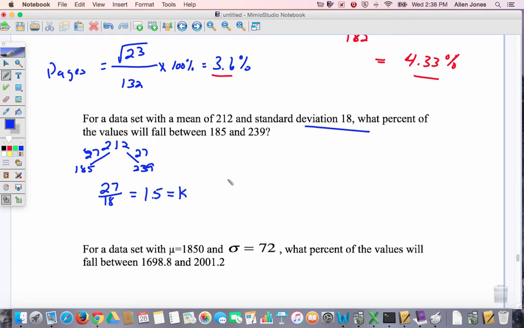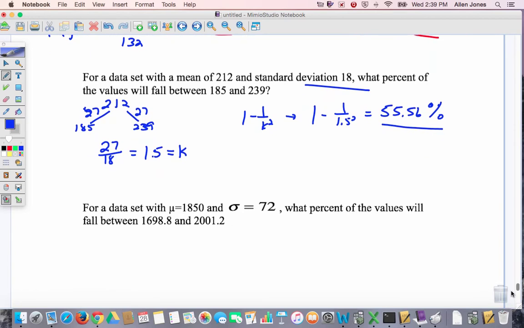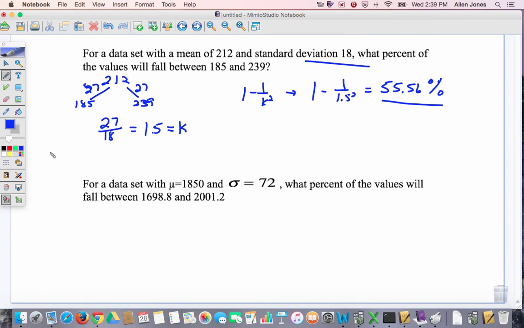That number of standard deviations is our K in Chebyshev's theorem. So to calculate our percent, we take 1 minus 1 over K squared, where K is 1.5. 1 minus 1 over 1.5 squared tells us about 55.56% of the values are going to fall between 185 and 239, according to Chebyshev's theorem. So basically 56% of the values fall between 185 and 239 based on that calculation.